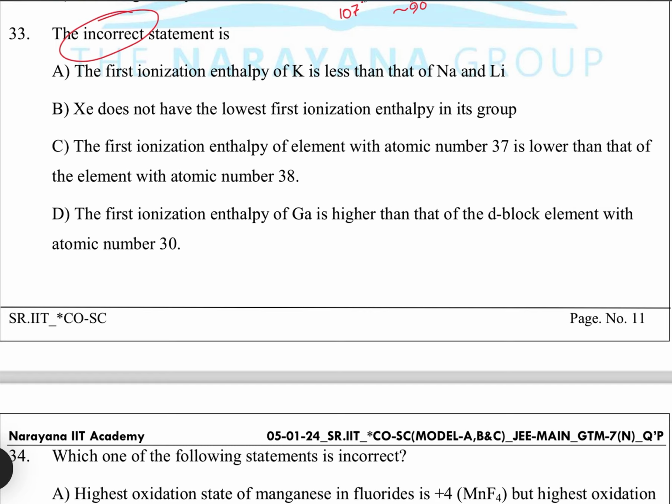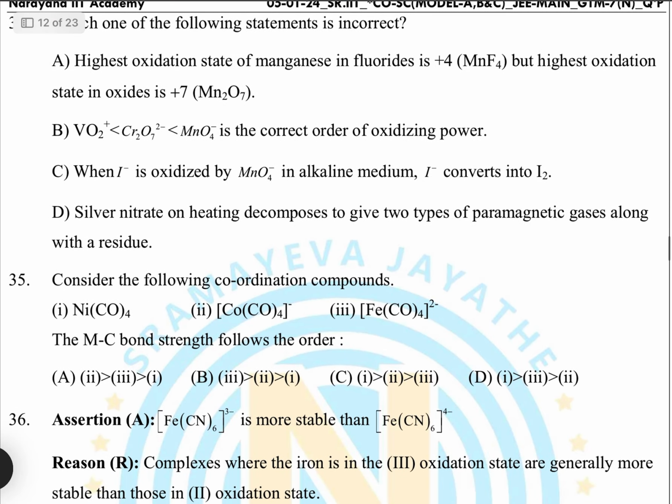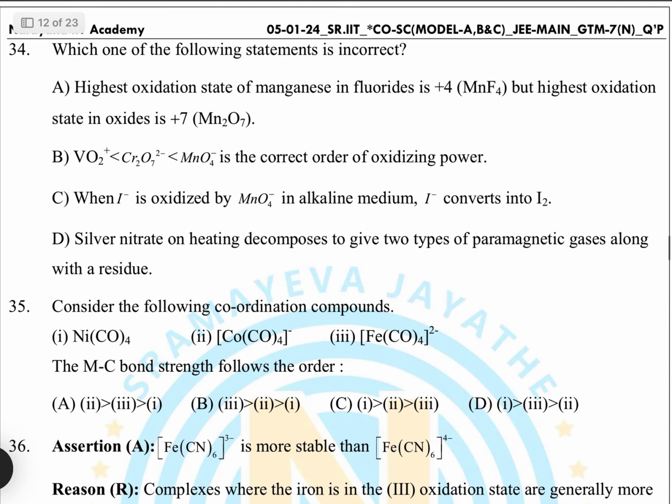The first ionization enthalpy of gallium is higher than that of the D block element with atomic number 30. Atomic number 30 is zinc. Zinc is stable because of fulfilled electronic configuration. Again incorrect.